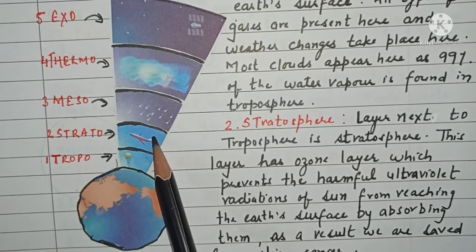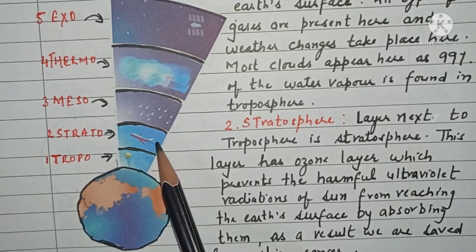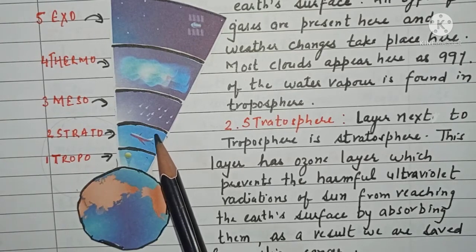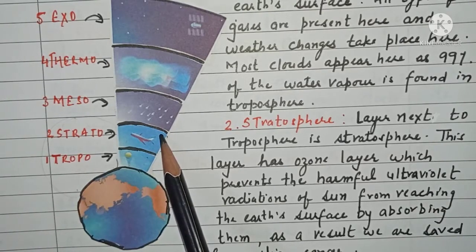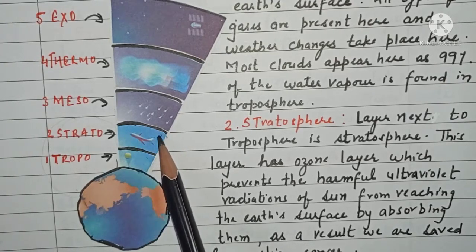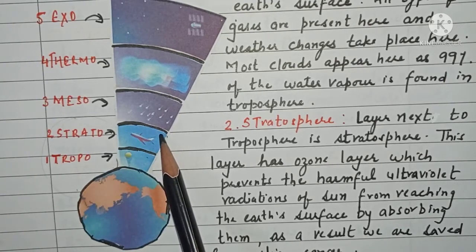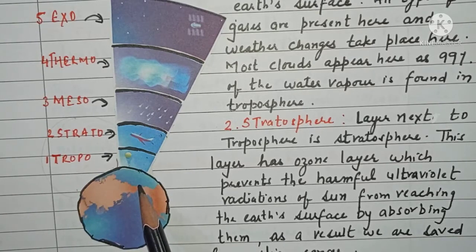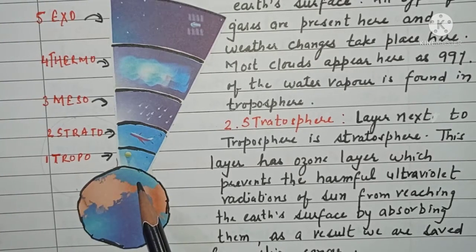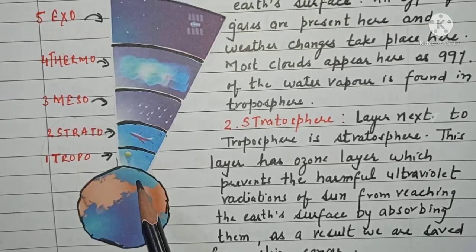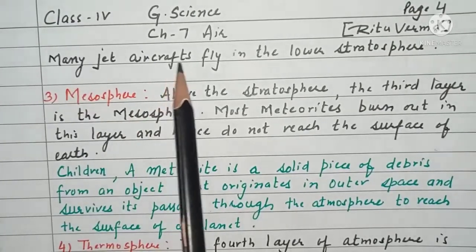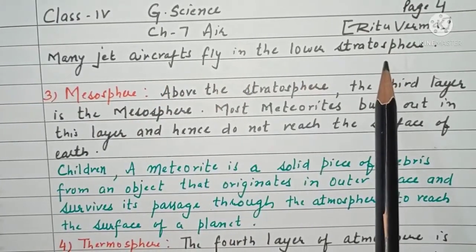And then is the stratosphere. It is the layer next to the troposphere. And students, this layer has ozone layer. And what is the function of ozone layer? This ozone layer, which is present in stratosphere, prevents the harmful ultraviolet radiations of sun from reaching the Earth's surface by absorbing them. And as a result, we are saved from skin cancer. Many jet aircrafts fly in the lower stratosphere.